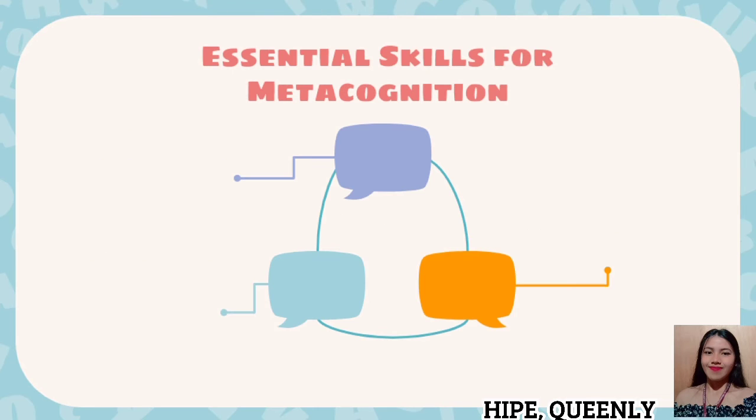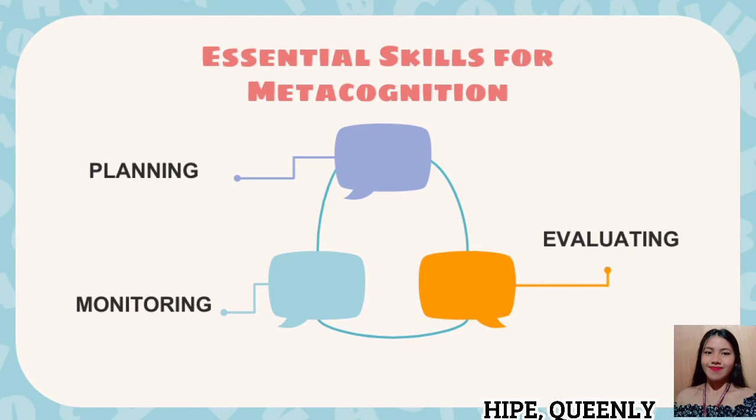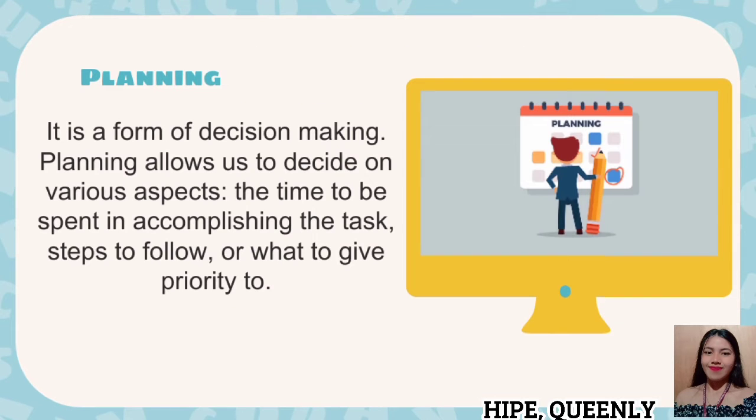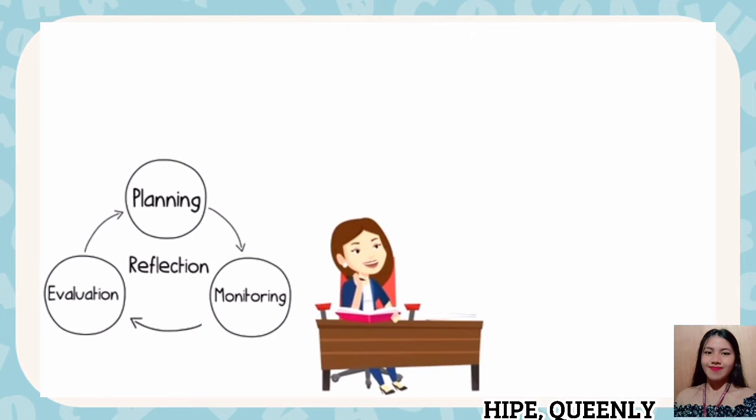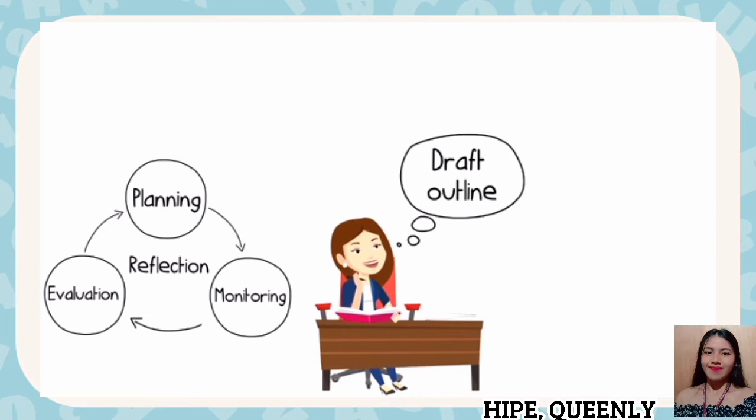Essential skills for metacognition: planning, monitoring, and evaluating. Planning. It is a form of decision making. Planning allows us to decide on various aspects: the time to be spent in accomplishing the task, steps to follow, or what to give priority to. Let's say you are writing your first book. It wouldn't be a smart move to simply get on with the first chapter. Instead, you should plan out and draft the outline of the book.